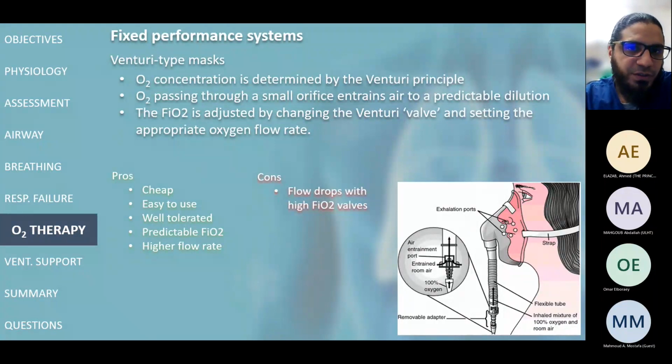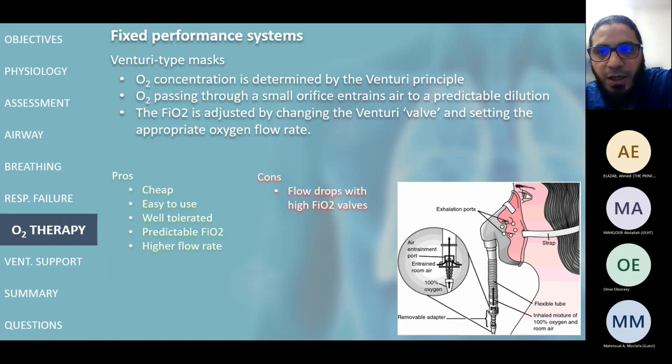Now we will move to the fixed performance system, which is the Venturi masks. The difference between Venturi and the simple mask is it has a valve in it. It uses the Venturi principle. It's basically the pressure of the flowing gas will entrain air with it, and it will add to the flow rate. So the flow rate in this mask will be higher than the simple face mask or the nasal cannula because it uses air with it.